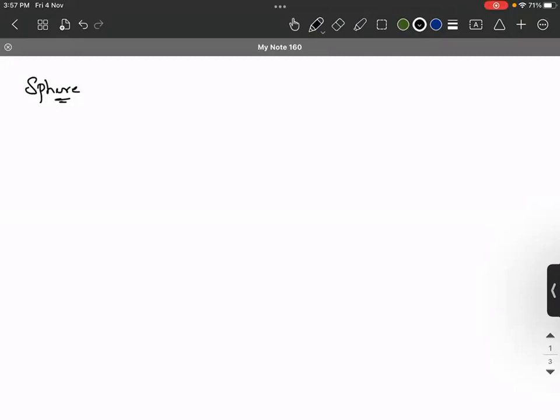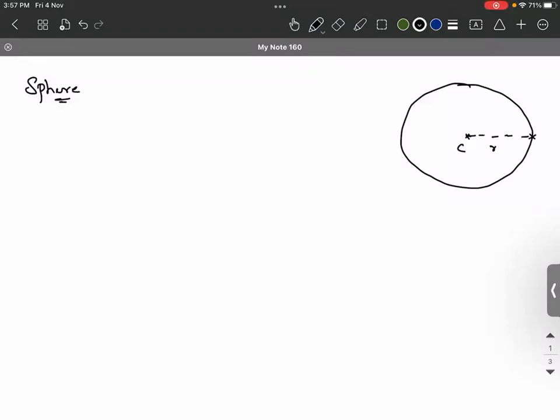So the next concept we are supposed to discuss is about the sphere, right? Basically, a sphere is a three-dimensional shape where every point on the sphere is at a constant distance from a fixed point called the center. Am I right?